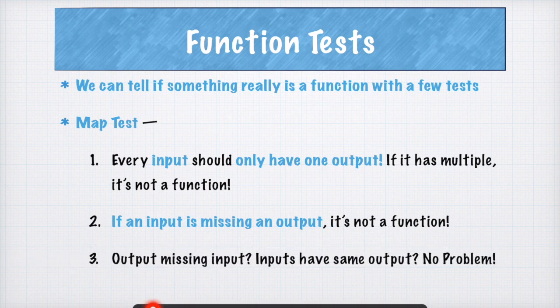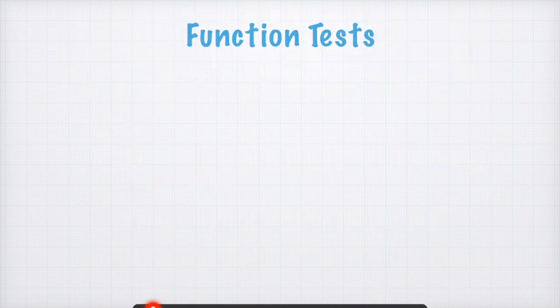If an output is missing an input, in other words, you have too many things in your outputs, that doesn't matter. If you have an input that all goes to the same output, that also doesn't matter. It doesn't change anything at all. So we have some function tests.